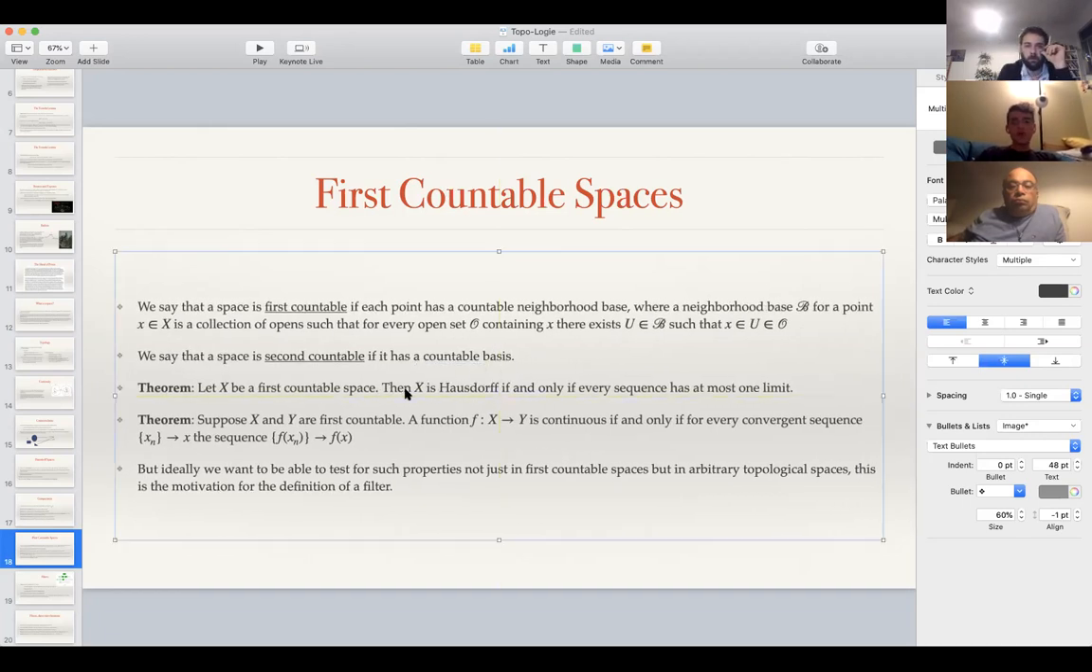Hausdorffness, whether points can be separated, is completely characterized by sequences. Similarly, if you have two first countable spaces and a function between them, this function is continuous if and only if, as you expected, every convergent sequence which converges to some point x, the sequence where you apply f is going to approach f of x.